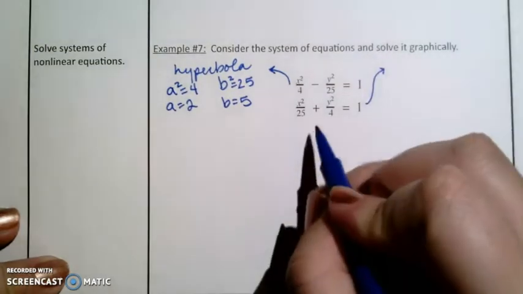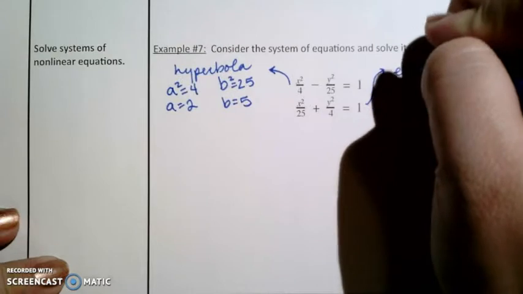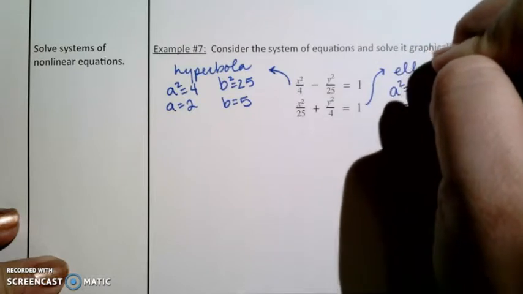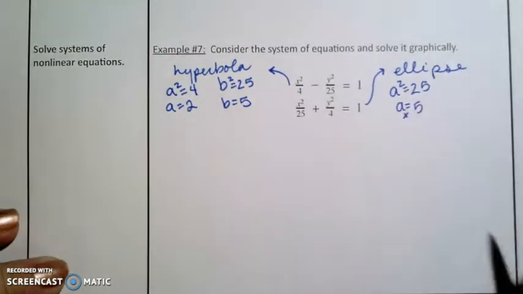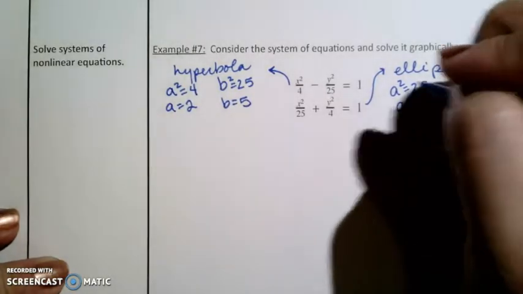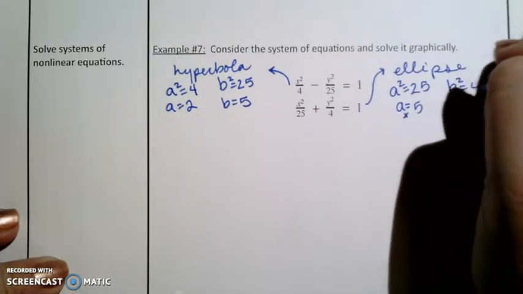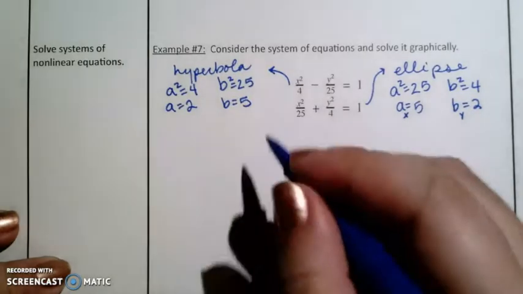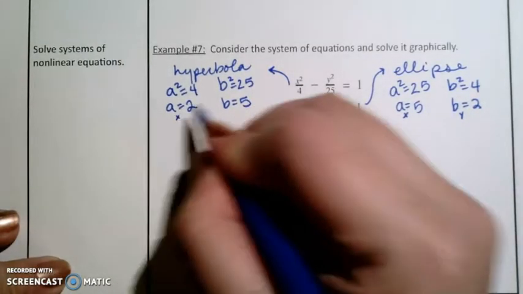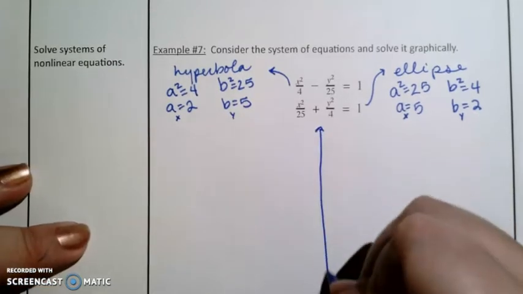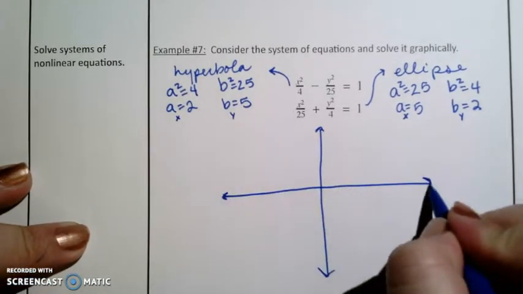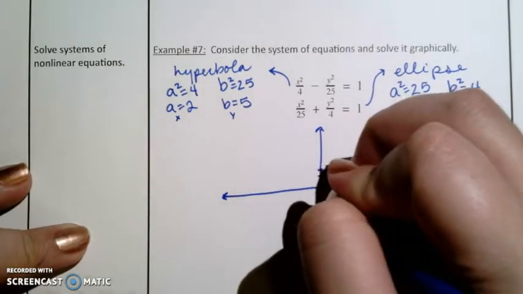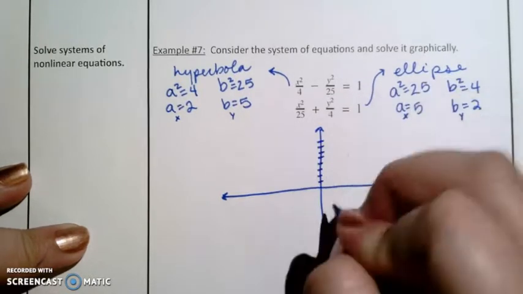And the second equation, notice the addition, is an ellipse, where a squared is 25, so a is 5. And I'm going to put a little x, so I know that's going along the x-axis. And then b squared is 4, so b is 2, and that's going in the direction of the y-axis. Similarly over here, this is x and that's y. So when I sketch my graph, I want to make sure to give myself enough space to go up to at least 5. So 1, 2, 3, 4, 5, 6, 7, 8.